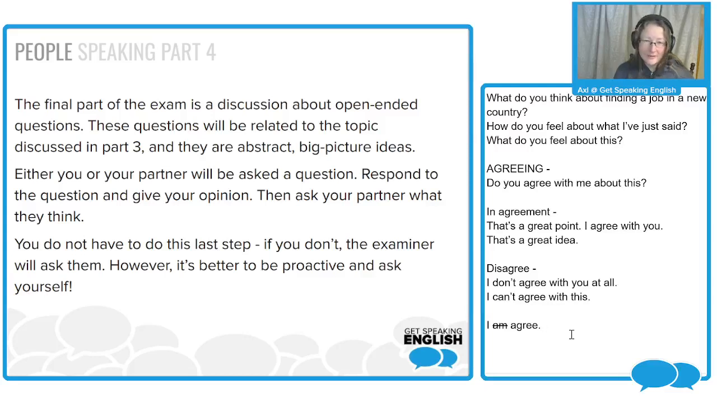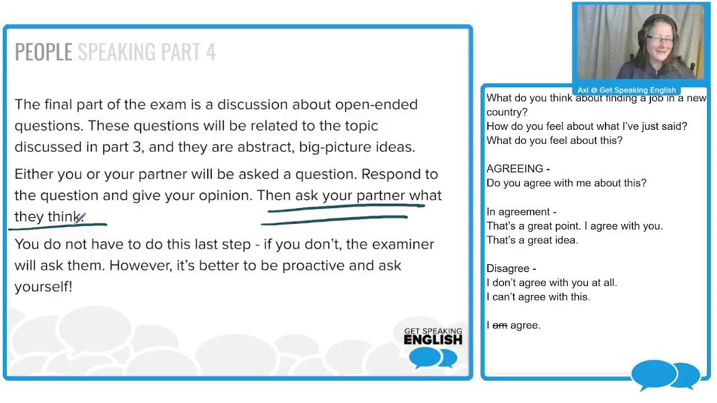And then you should take the opportunity and ask your partner what they think. Okay, so this final step is actually not a requirement. You do not have to actually do that. If you don't, the examiner will ask them the same question. However, it's always better to be proactive. If we're proactive, we are taking the initiative. We are just doing it. So go ahead, you can ask them what they think about it. And then the idea in this part as well is to continue the discussion.